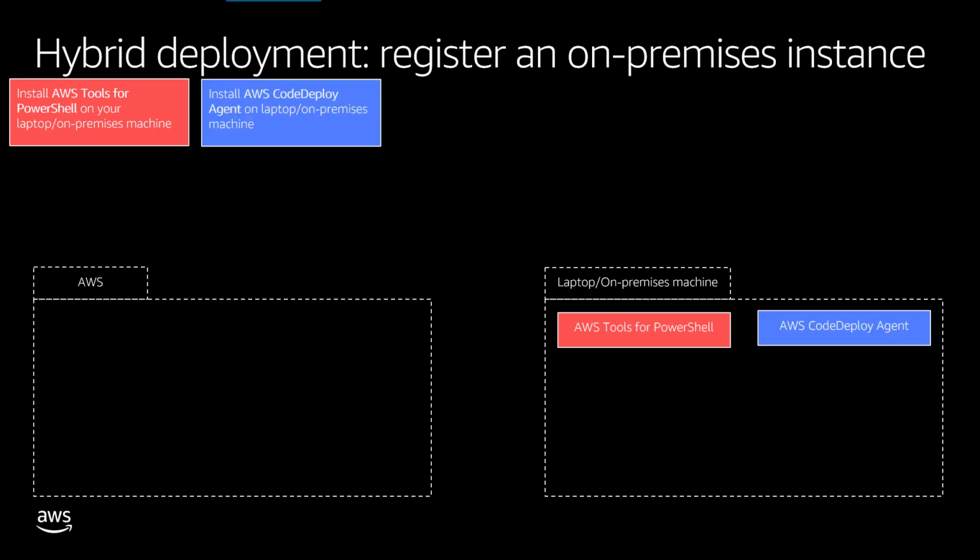The next step is to install the AWS CodeDeploy Agent on your laptop or on-premise instance. The CodeDeploy Agent also comes as an MSI package. So if you are going to run this on a Windows environment, it's super easy to install.